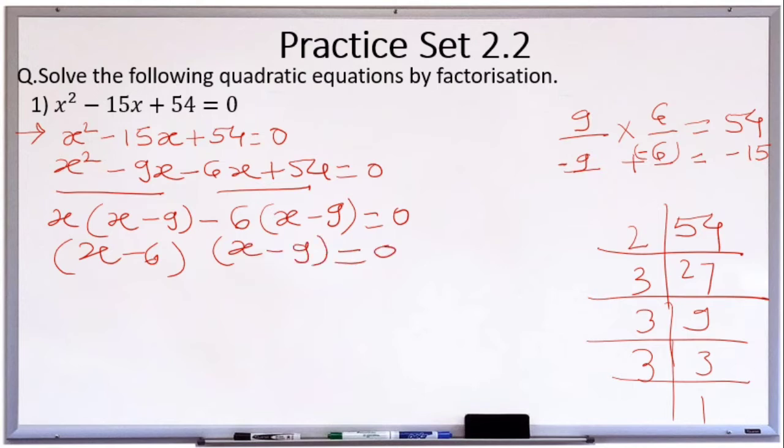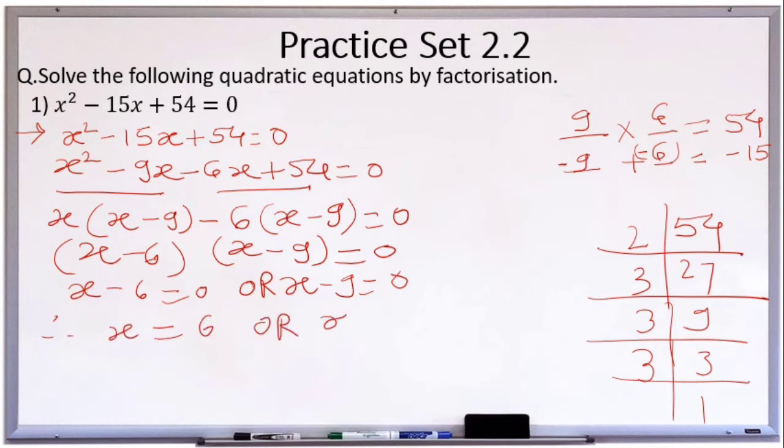Now by using the property, if the product of two numbers is 0, then at least one of them is 0, and hence we get x minus 6 is equal to 0 or x minus 9 is equal to 0. Therefore x is equal to 6 or x is equal to 9, and hence x is equal to 6 and x is equal to 9 are the solutions of this quadratic equation, that is x square minus 15x plus 54 equal to 0.